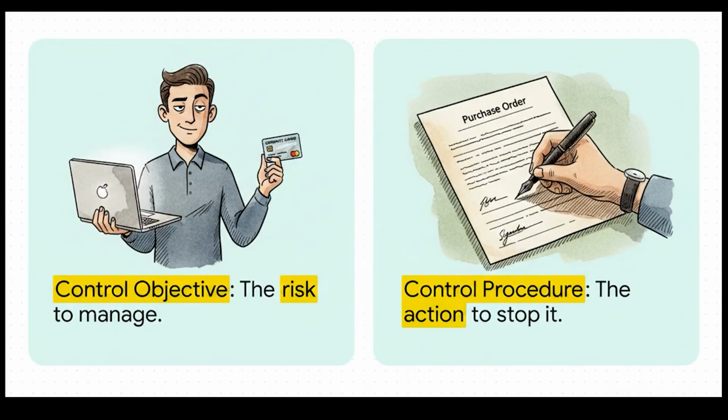Now, listen up, because this right here is a classic pitfall for ACCA and degree students. You absolutely have to nail the difference between a control objective and a control procedure. Here's the bottom line. The control objective is the actual risk you are trying to manage. Think of it like, what if an employee buys a top-of-the-line laptop for personal use, but sneakily charges it to the company account? That's the risk. The control procedure, or the control activity, is the physical action taken to stop that from ever happening, like, say, requiring a senior manager's physical authorization signature on all purchase orders. The objective is the why, and the procedure is the how.